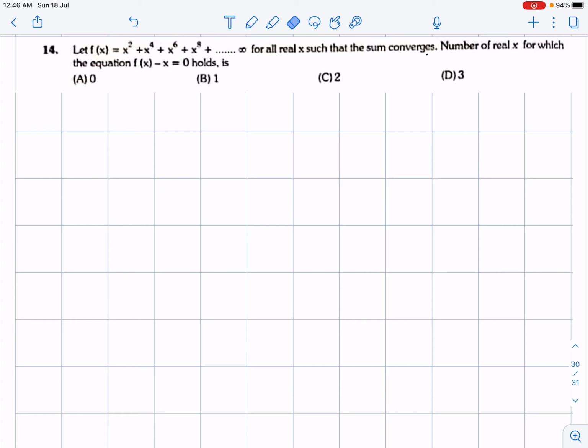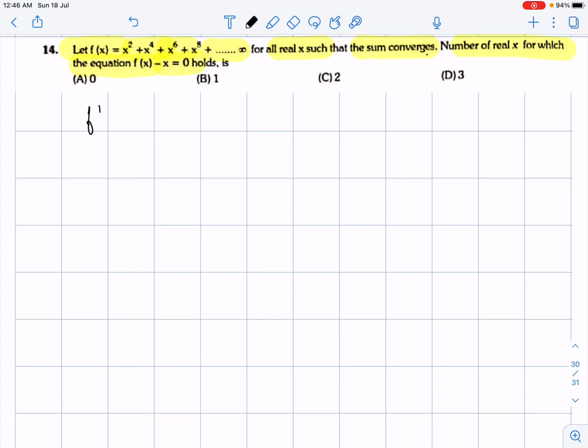So let's move on to the next question of sequence and series. What is the first 14th question given to us? Let f(x) = x^2 + x^4 + x^6 + x^8 + ... up to infinity for all real x such that the sum converges. The number of real x which satisfies the equation f(x) - x = 0 is what they are asking.